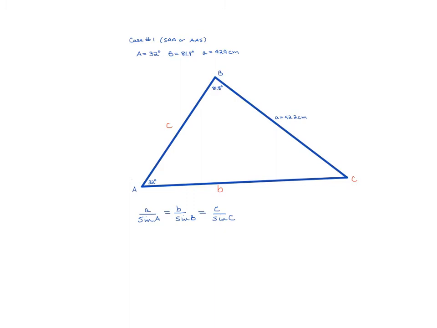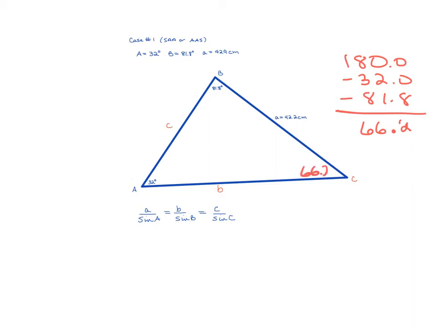Now, the easiest piece to find first is the measure of angle C. The way that I can do that is I know that the 3 angles of a triangle add up to be 180. So I'm going to subtract the given 32 degrees and the given 81.8. Once I subtract those from 180, I find that my missing angle C is 66.2 degrees. So I can fill that in here. So now I have all 3 angles.